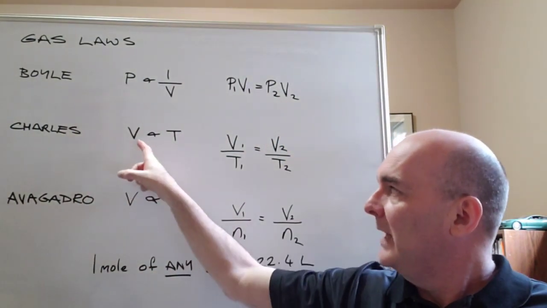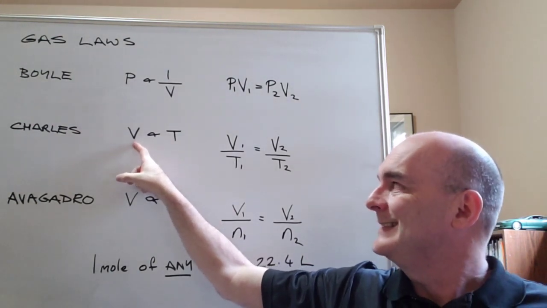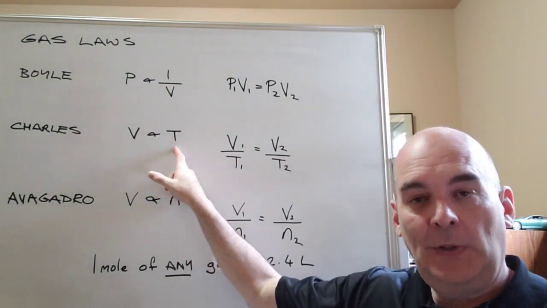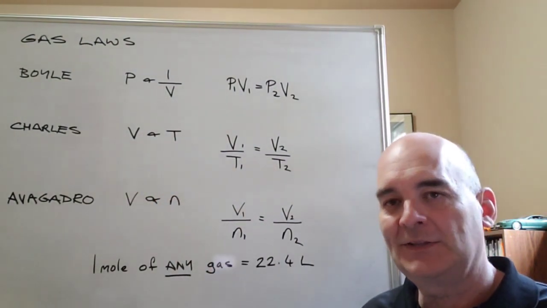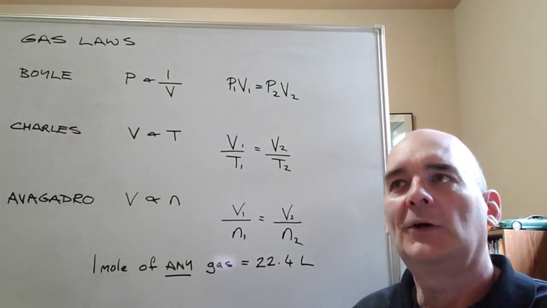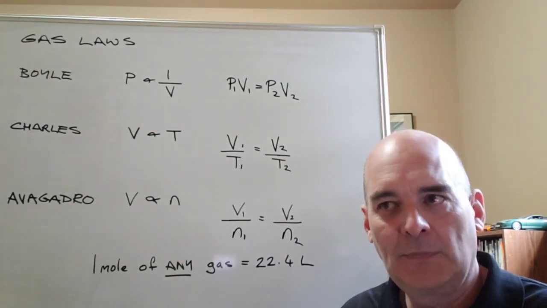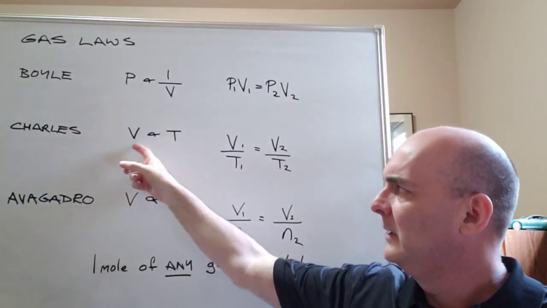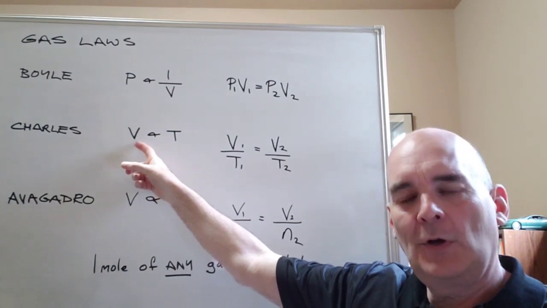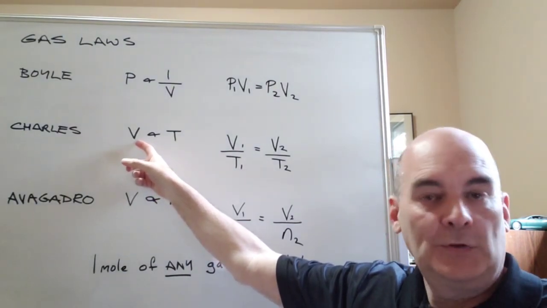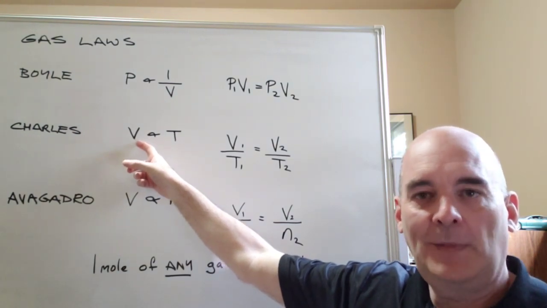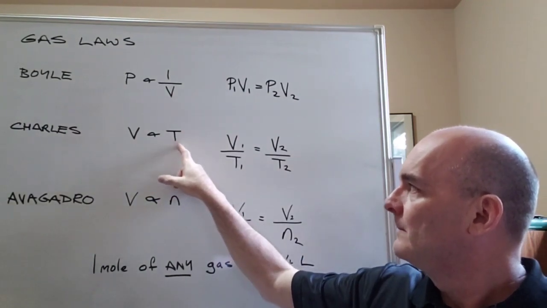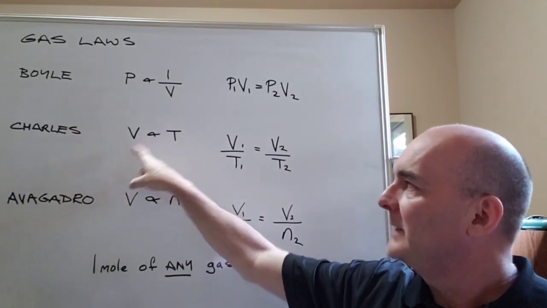Charles's law relates that the volume of a gas is directly proportional to temperature. And that temperature is going to be in Kelvin. Remember, we don't use the Celsius scale for calculations because the Celsius scale could go negative. You can have negative numbers in the Celsius scale, which would mean that at some point that number for volume could go negative, which is impossible. Volume cannot be negative because volume is a three-dimensional space. So volume is directly proportional to temperature, which means that volume divided by temperature is a constant.